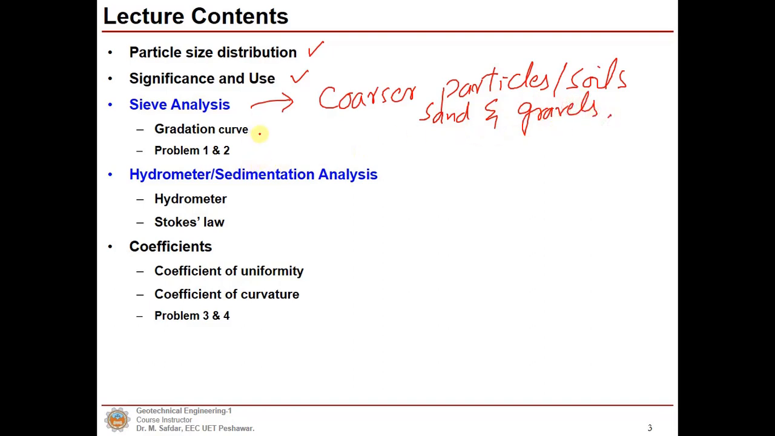That is sieve analysis. Then we will plot the gradation curve and we will solve problems 1 and 2 related to sieve analysis. Then we will move towards the second method of particle size distribution, which is the hydrometer analysis, and sometimes it's also known as sedimentation analysis, which is performed on finer soils such as silts and clays.